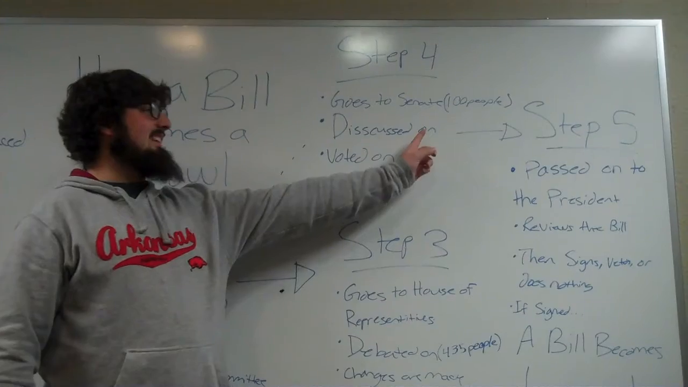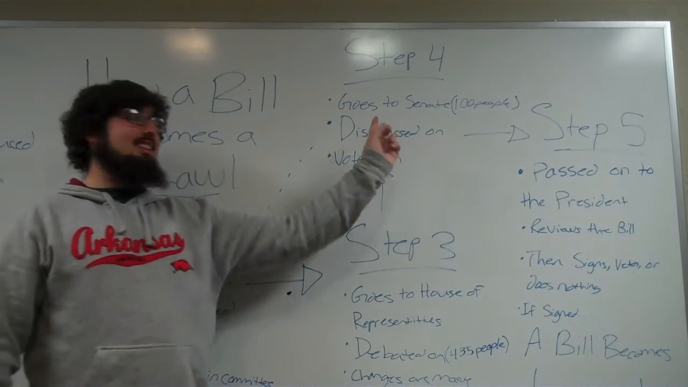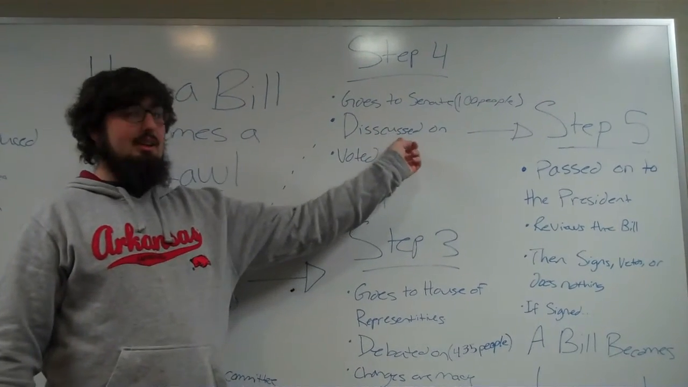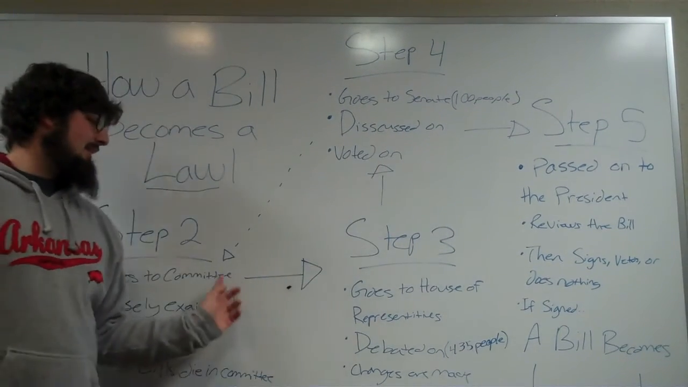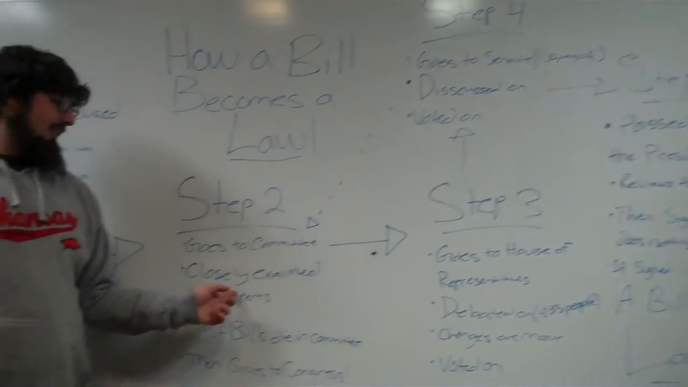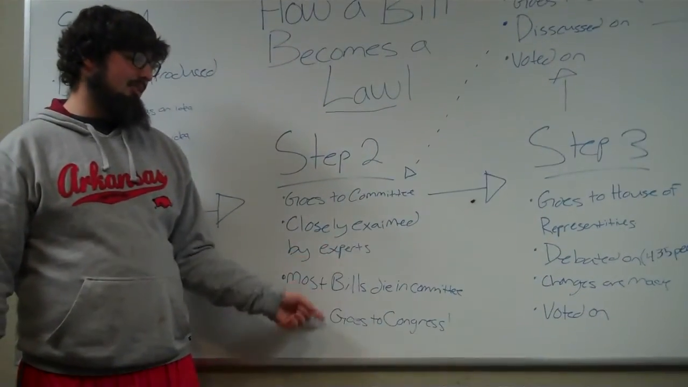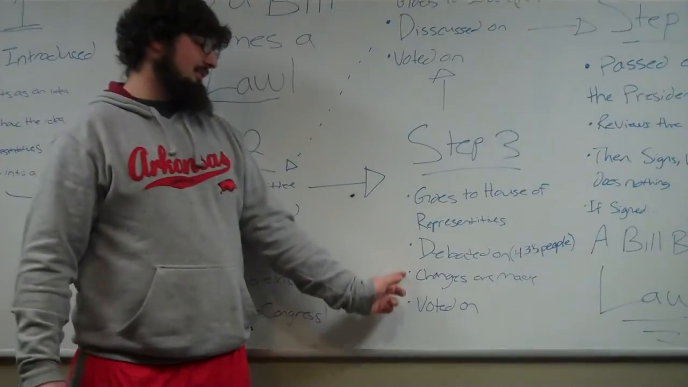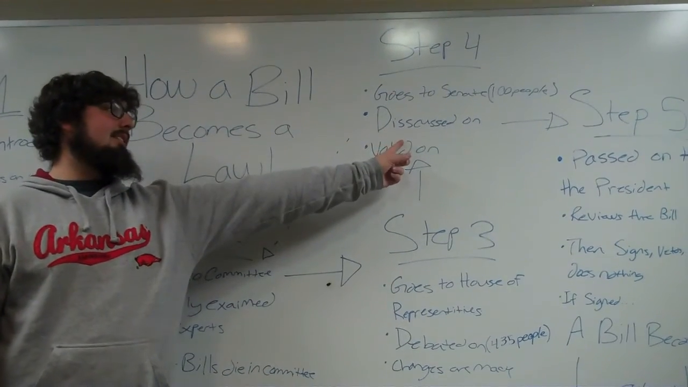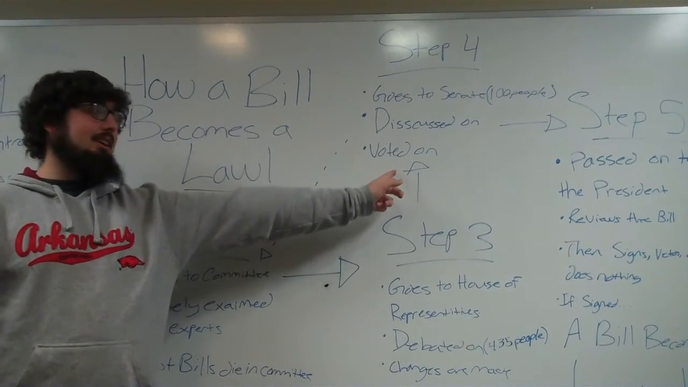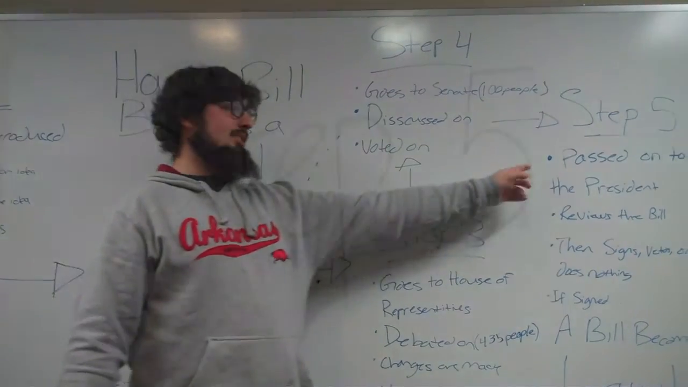Okay, then it goes to the Senate. After it goes to the Senate, if they discuss it and they don't like it, they make changes on it, and then it gets sent back to the committee to make changes again. And if it gets passed through the committee, it goes back to the House of Representatives, gets re-voted on, and gets sent back to the Senate where they vote on it. And if it gets passed, then it goes to the President.